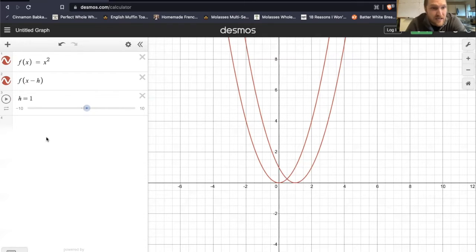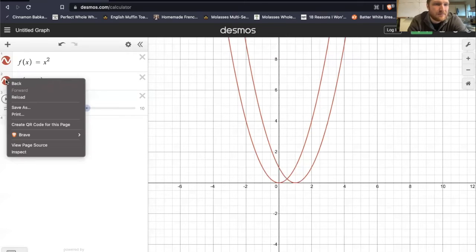Why did it do it in red? I was expecting a different color. Can I change this color? Nah, it's not letting me.